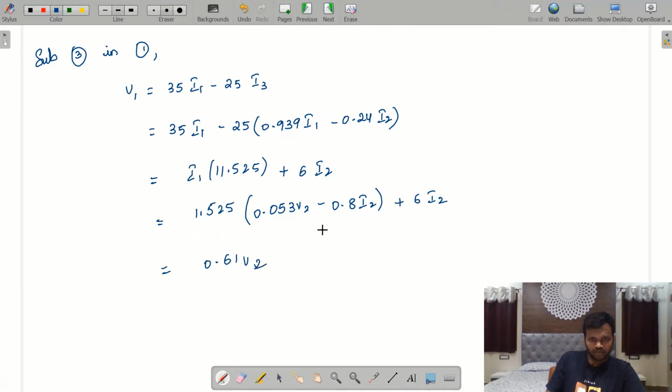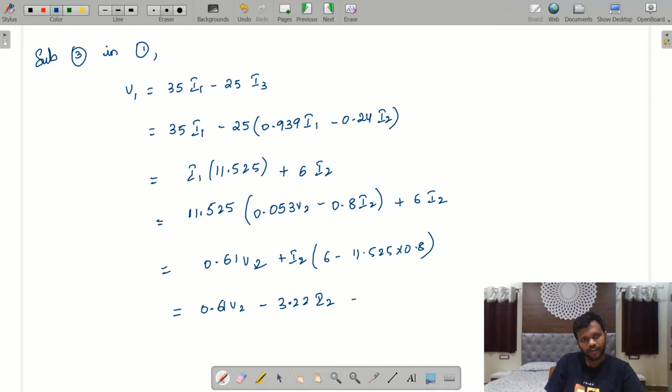sorry, this is 11.525. Plus I2 into (6 minus 11.525 into 0.8). So this will be 0.61 V2, and 6 minus 11.525 into 0.8 will be minus 3.22 I2. I will consider it as equation 5.